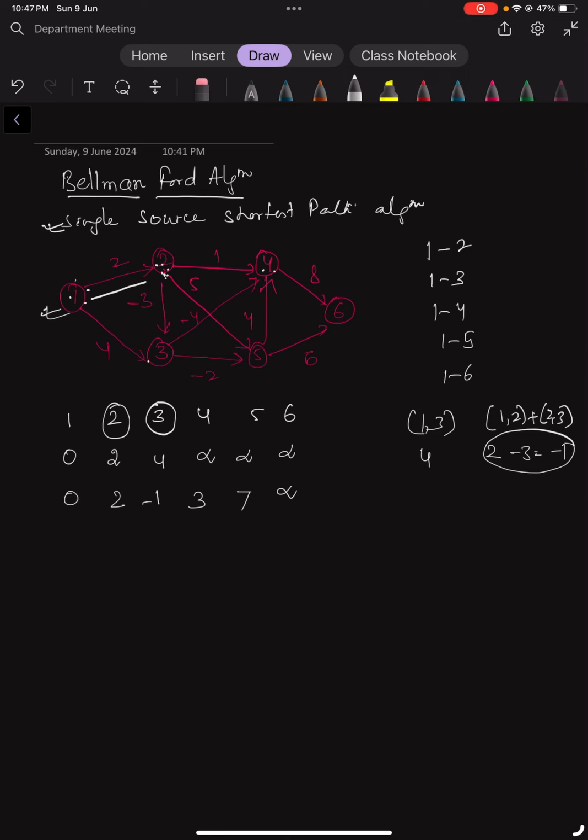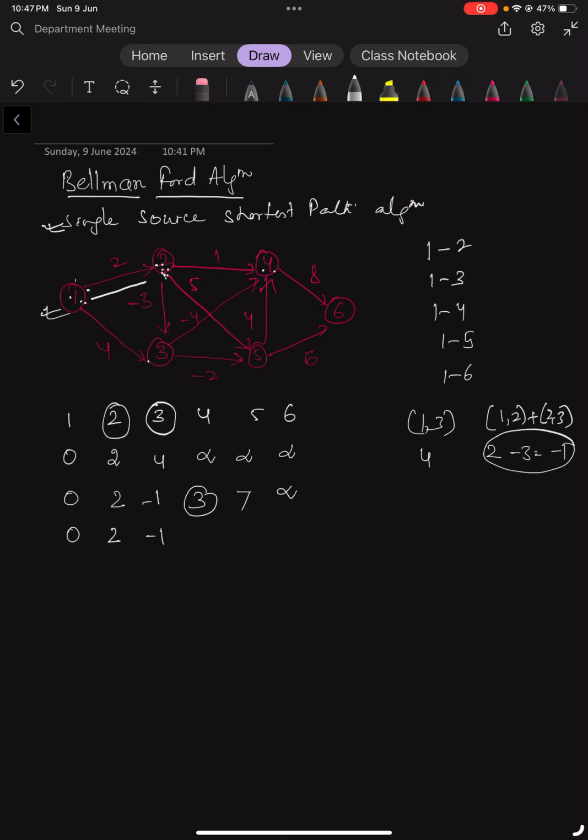Okay, so now we are going to consider this 3, and we are going to update all these distances. 1 to 1 is 0 only, 1 to 2 is 2 only, and 1 to 3 is minus 1 only. Then now consider 1 to 4. What was the distance earlier? It was 3. That means from 1 to 2, 2 to 4.